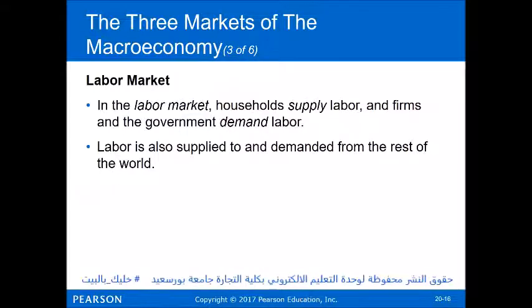The second market of the macroeconomy is the labor market. In the labor market, we see that households are the provider of the labor service, or simply supply labor, and firms and the government demand labor. Labor is also supplied to and demanded from the rest of the world.